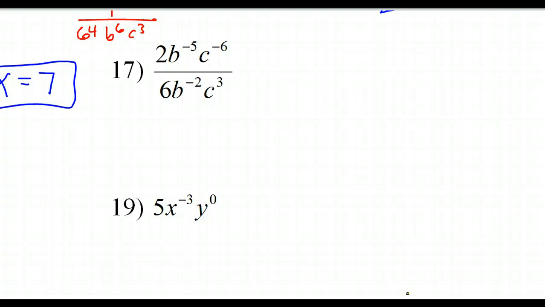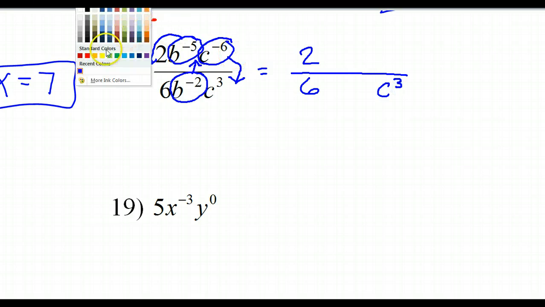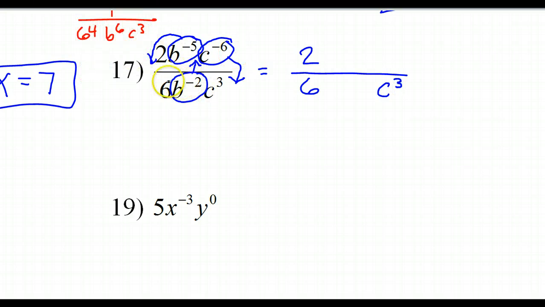All right, let's take a look at number 17. Number 17, we have a lot of negative exponents. Everything with a negative exponent has to move. So this b to the negative 2 power is going to go up. This c to the negative 6 power, that's going to go down. This b to the negative 5 power, that's going to go down. The 2 and the 6 didn't move, so they're going to still be there. The c to the 3rd power didn't move, so I'm going to leave that right where it is. These are all the things that moved.